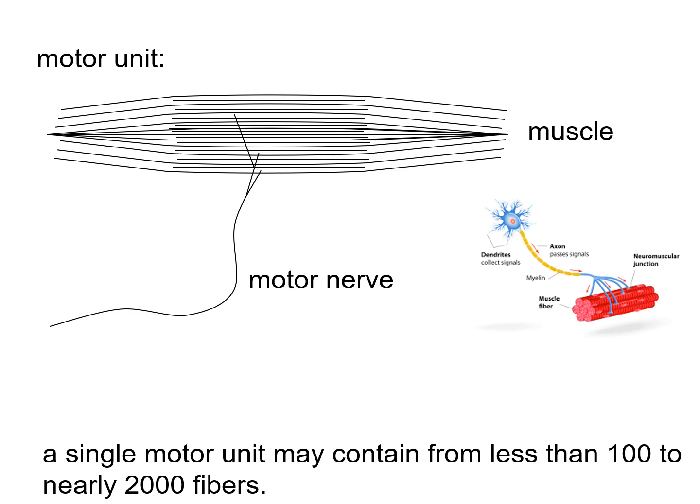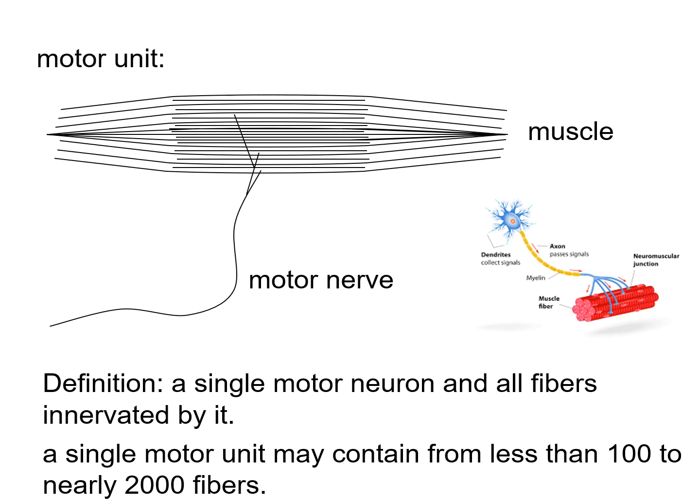What's interesting about this is a single motor unit may contain from less than 100 to nearly 2,000 muscle fibers. And when a motor unit signals its group of fibers, whether it's 100 or 2,000 fibers, it doesn't matter the amount of fibers it's responsible for. When one contracts, they all contract. So a motor unit is responsible for every muscle fiber it's related to. Okay? A single motor neuron and all the fibers innervated by it.